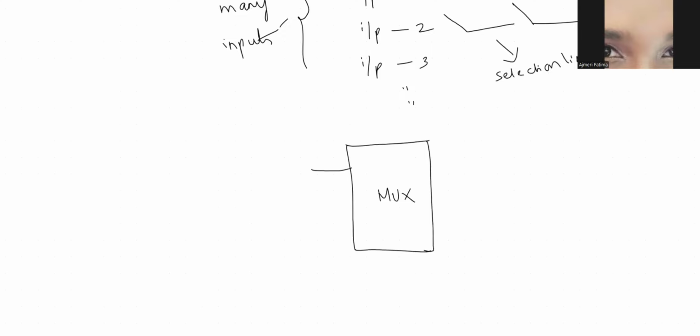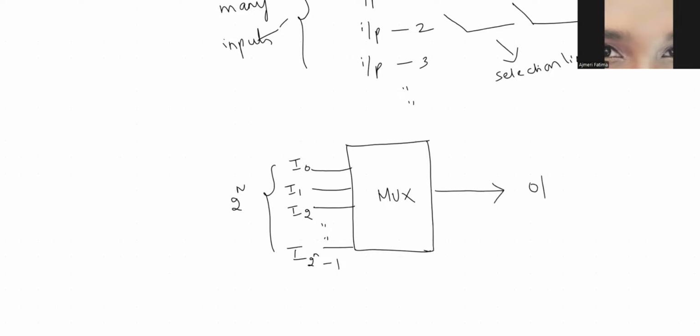So basically, I'm having inputs which will be denoted by I0, I1, I2, and so on up to I to the power 2n minus 1. So these are the input lines. So inputs will be 2 to the power n. How many outputs will you have? Irrespective of inputs, you will have only one output. So I'll write it here. Only one output.